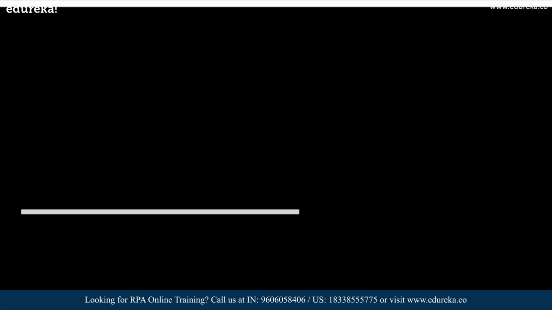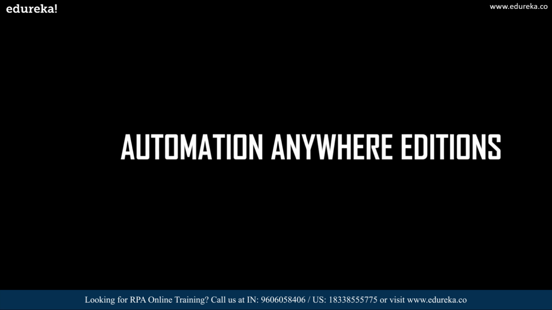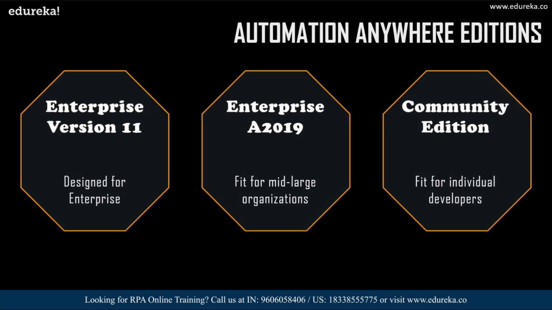Let me take you through the different editions offered by Automation Anywhere. So there are mainly three editions offered by Automation Anywhere, that is Enterprise version 11, Enterprise A 2019, and Community Edition. The Enterprise version 11 is basically designed for the enterprises. The Enterprise A 2019 fits for mid to large organizations, and the Community Edition is fit for individual developers as it's a free edition. So let's look into each of these editions one by one.